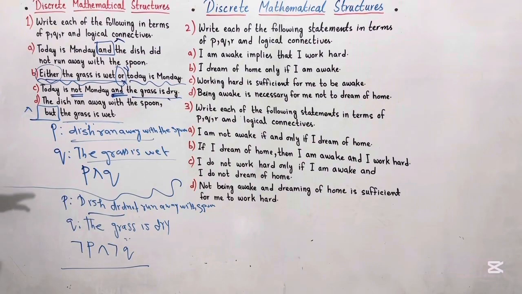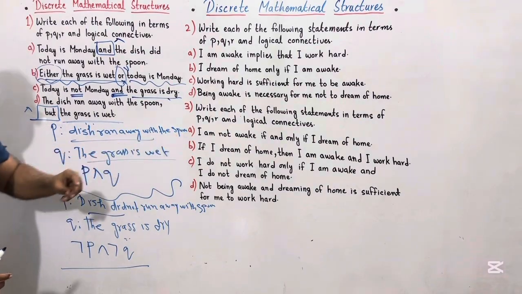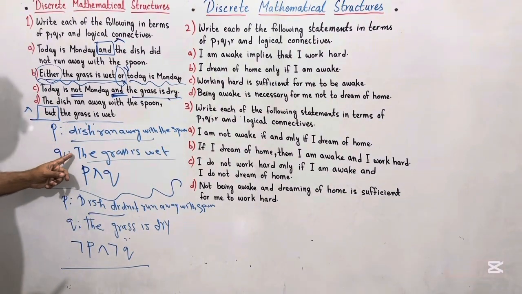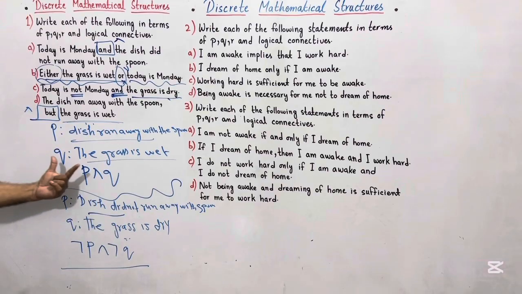In that case, we have taken both the propositions as positive. P, dish ran away with the spoon. Q, the grass is wet. We have taken that as simple.